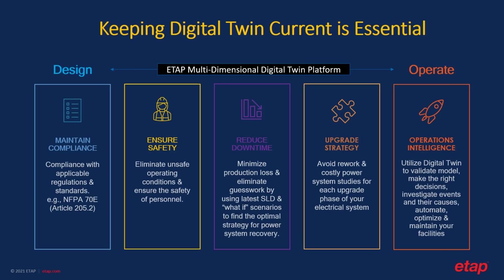If the single-line diagram is not kept up to date, it is quite complex and requires some level of guesswork to ensure that the what-if scenarios you're performing to get out of unplanned outages is going to be the right decision for your facility. You can utilize the single-line diagram for operation intelligence as well. The single line is used as the digital twin which assists operators in making the right decision when investigating events or planning for future upgrades. The digital twin validates the design and operation models and provides an accurate forecast required for optimization maintenance strategies.